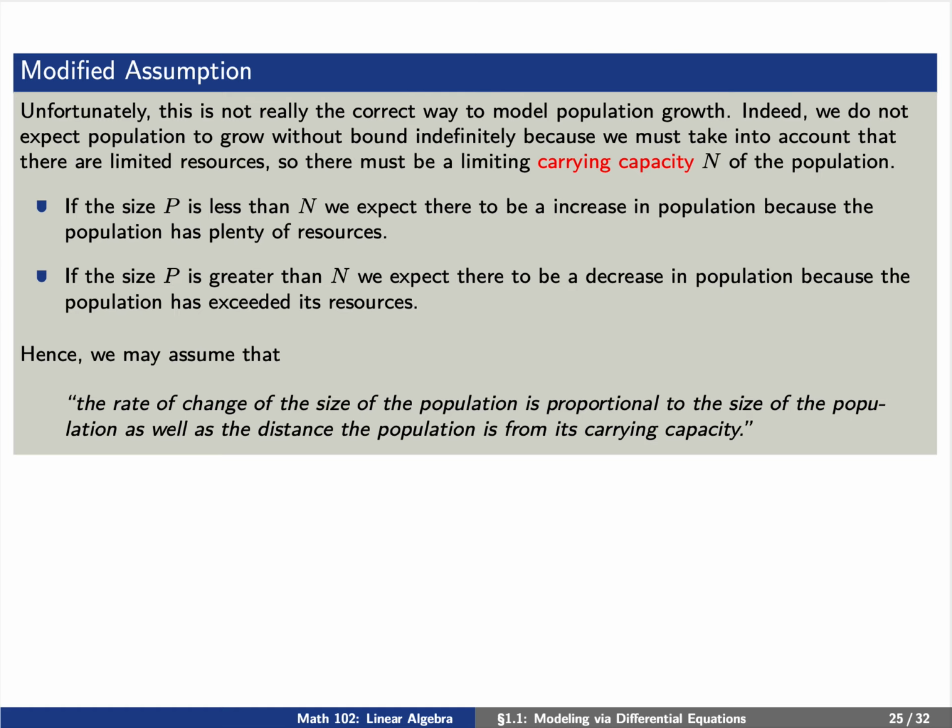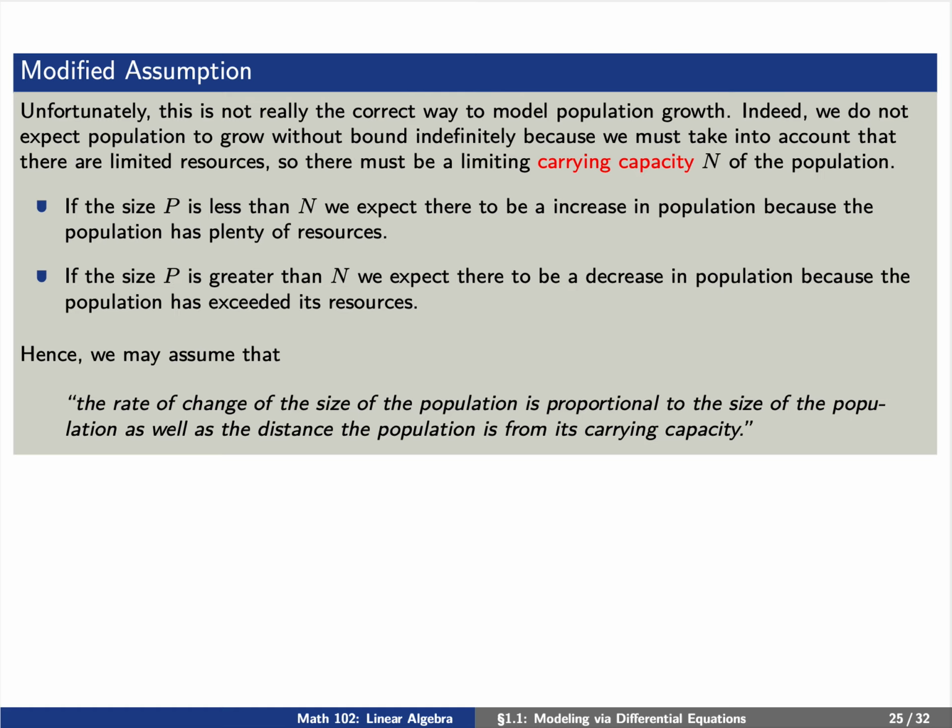That is, our carrying capacity, which we'll denote by N, has two properties. If our population size is less than N, then we expect there to be an increase in population because the population then would have plenty of resources in which to grow. However, if the population size is greater than N, then we expect there to be a decrease in population because then the population has exceeded its resources. Hence, we're going to assume the following rule.